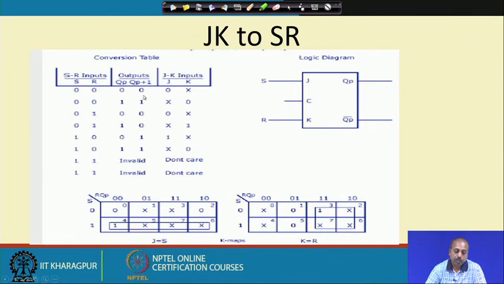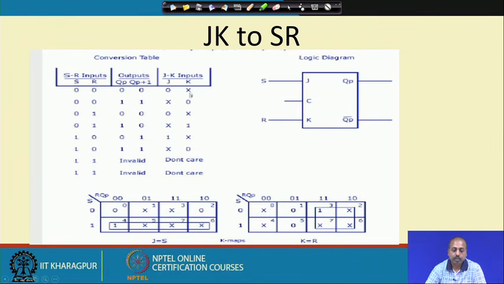Now, if we want to get this behavior, what value should be applied to J and K such that we get it? That is, if QP is 0, QP plus 1 is also 0. Here, if J equal to 1, then QP plus 1 will become equal to 1. So, we have to make J equal to 0, and K is a don't care.